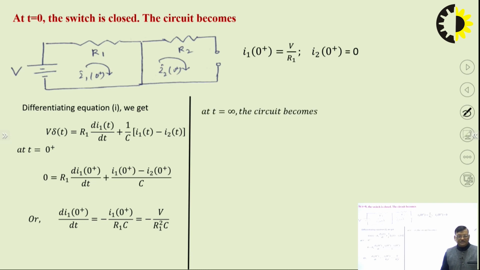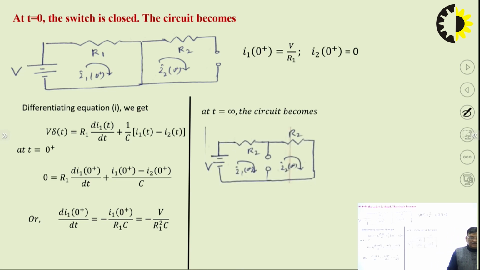At t is equal to infinity, we know that the capacitor behaves as an open circuit and the inductor behaves as a short circuit. So this is the equivalent circuit. In this case there will be one loop, with current flowing through R1 and R2. So I1 infinity is equal to I2 infinity, and it will be equal to V upon R1 plus R2, simple. This way we can get the initial and final conditions through the inductor.